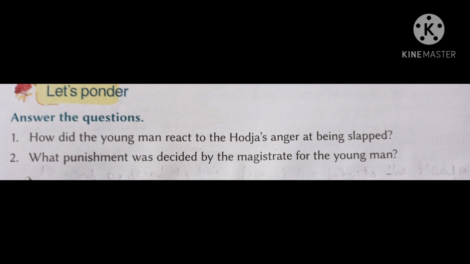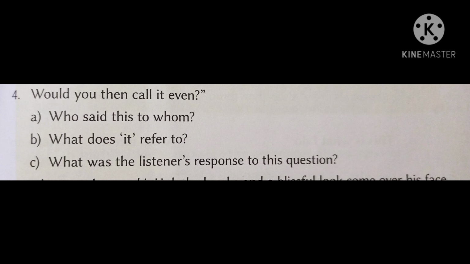The second question, what punishment was decided by the magistrate for the young man? The young man was ordered to pay a fine of 5 bits to the Hoja, right? Now let's move on to the next question, which is given on page number 103, and the number of question is question number 4. There are 3 parts of this question, A, B and C. So this is an RTC, a reference to context.